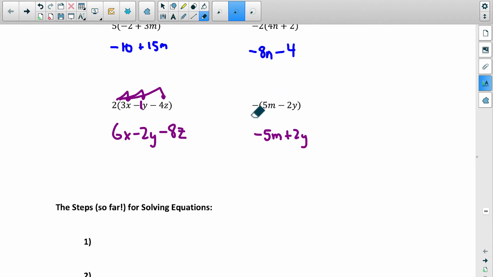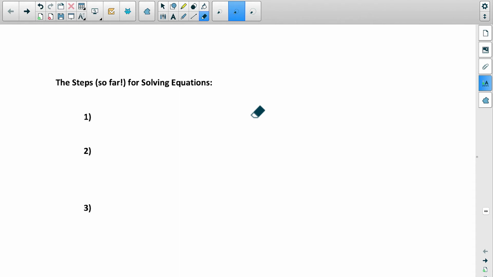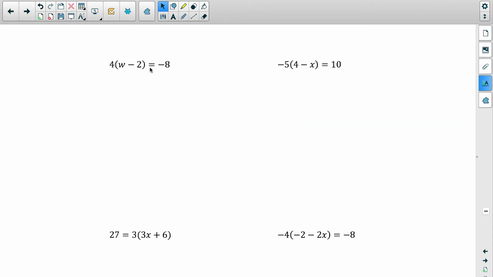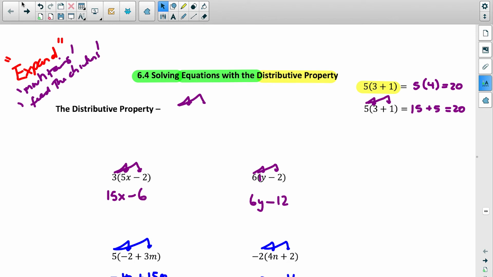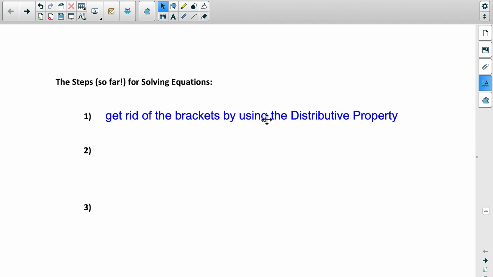Alright, so now we're going to use the distributive property in equations. So here's our steps, including the distributive property. The first thing you're going to do is get rid of the brackets by using the distributive property. If you look at the equations on the back of the page, you'll see they're equations, they have equal signs, and they all have brackets in them. We want to get rid of those brackets, and the way we do it is by expanding, by feeding the chickens, by using the distributive property. Okay, the second step, which we've already talked about, is we're going to isolate the variable.